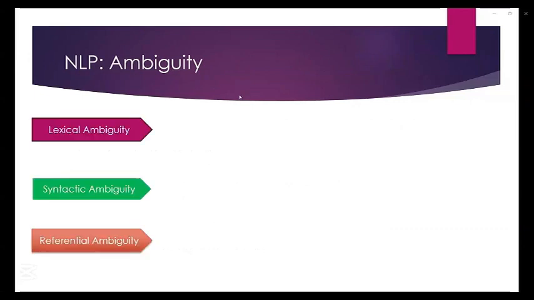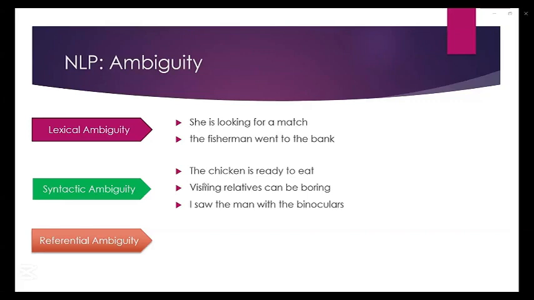Mainly there are three ambiguities we are talking about. The first sentence is, she is looking for a match. There are two meanings. Either she is looking for a match, maybe a cricket match or a football match, or maybe she is looking for an exact match to marry. And, the fisherman went to the bank. Maybe it's a fish bank, or maybe it's a bank where you put money. So there are two meanings. See the next couple of examples.